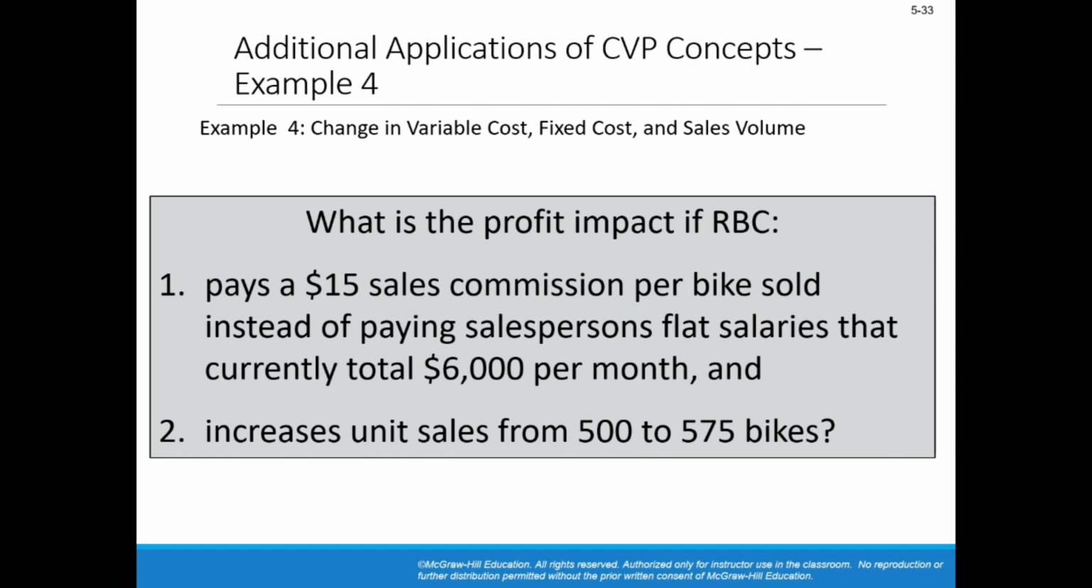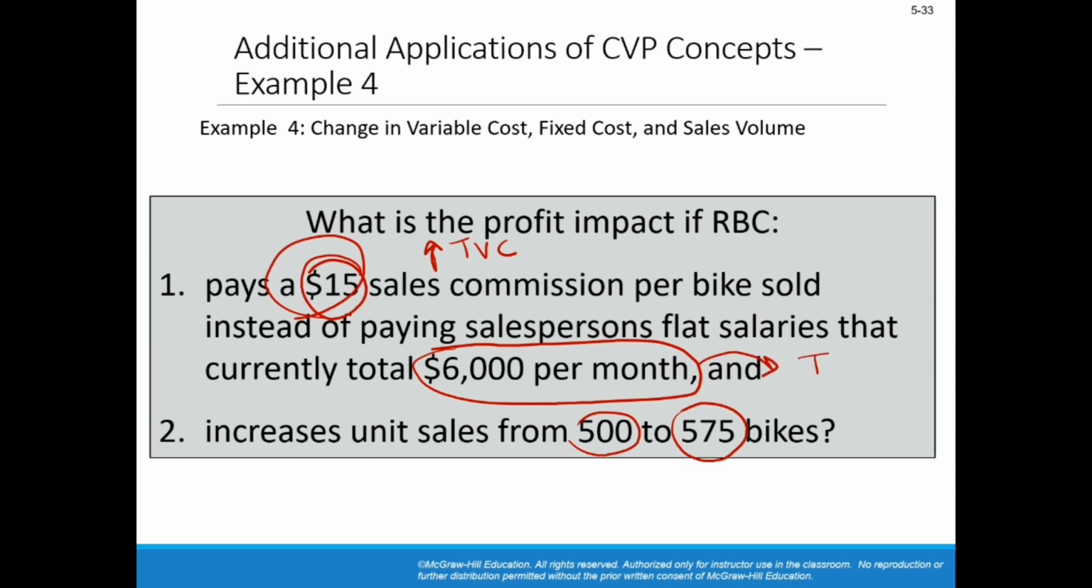What is the profit impact if RBC pays a $15 sales commission per bike sold instead of paying salespersons flat salaries that currently total $6,000 per month? And concurrently, the unit sales increase from 500 to 575 bikes or units. Here you need to understand that this $15 commission is an increase in total variable costs, because sales commission varies with the number of units sold. The $6,000 per month is a change in total fixed cost.